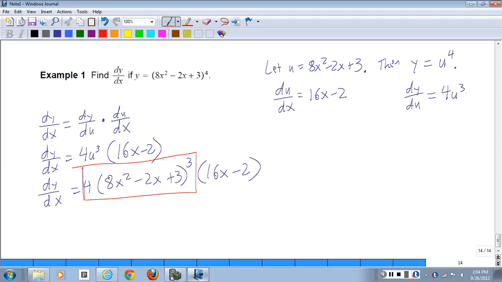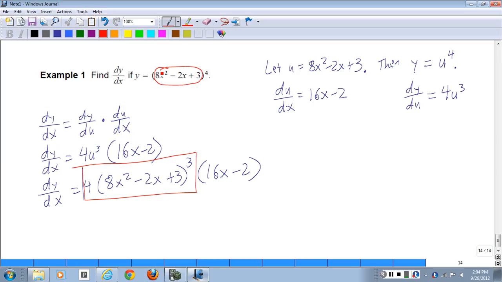We'd be off by a bit. There's the 16x minus 2 that we'd have to contend with. But where does the 16x minus 2 come from? How could you look at this expression right here and come up with 16x minus 2 as the derivative of that?